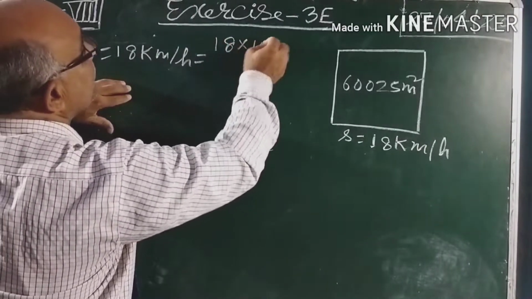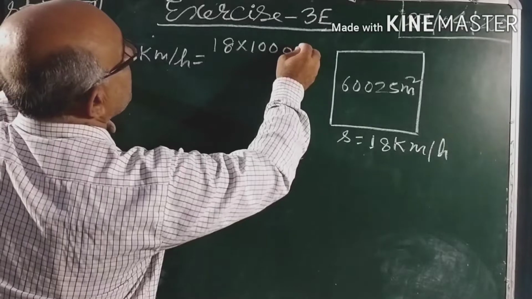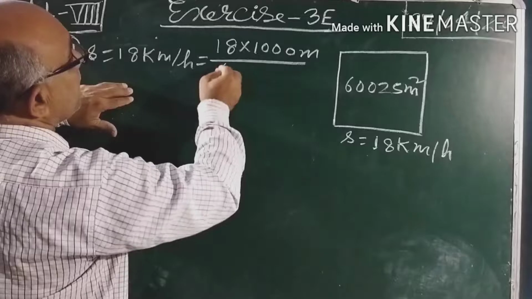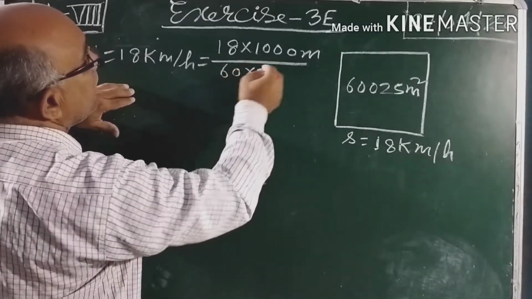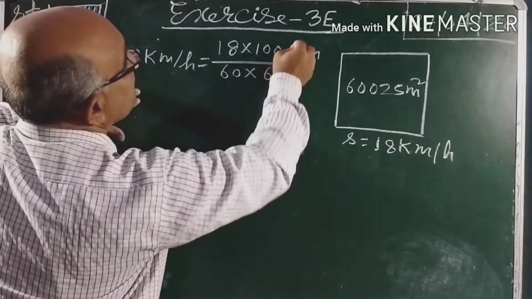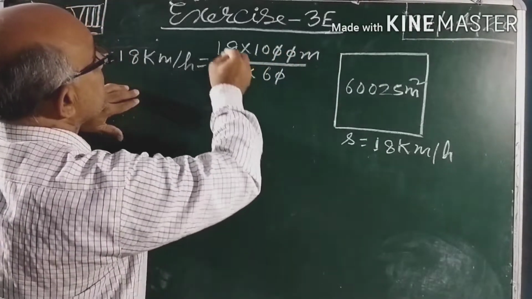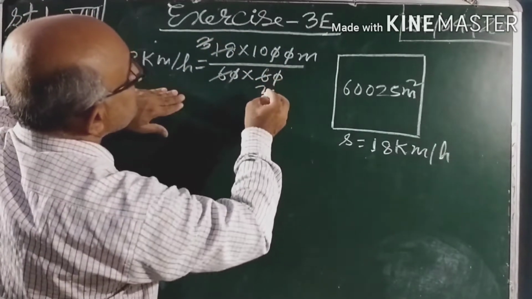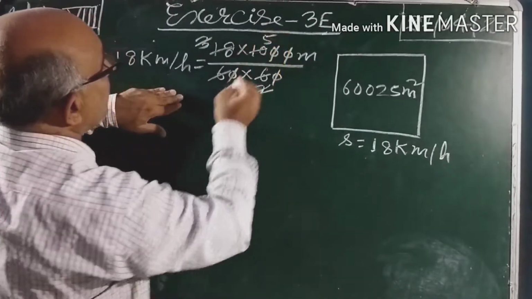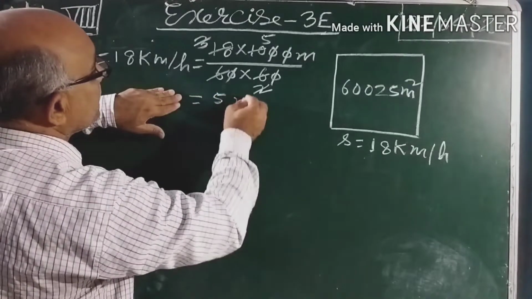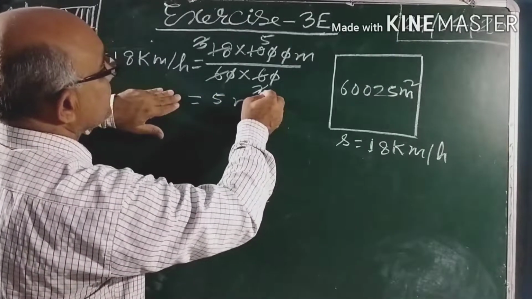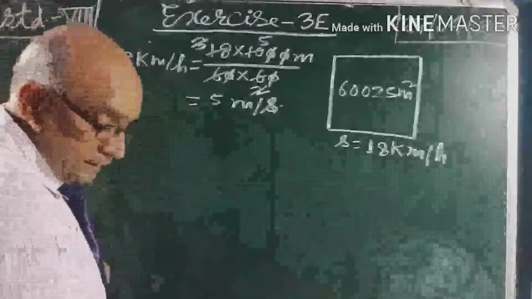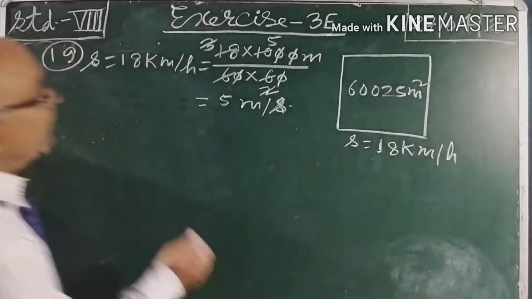18 kilometer change into meter, multiply by 1000. And hour change into second. So first multiply 60 minute, multiply 60 second. Double zero cancel. 6 3 is 18. 3 2 is 6. 2 5 is 10. So 5 meter per second. 5 meter per second speed.